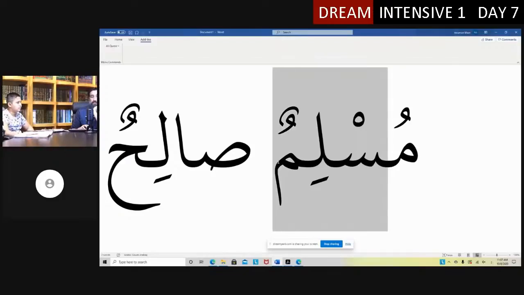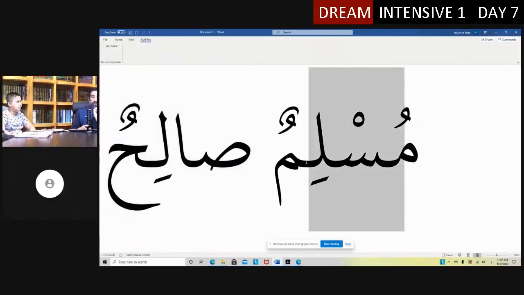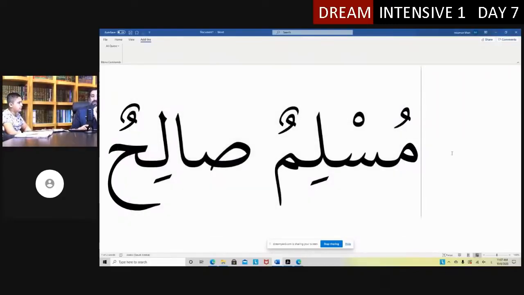Muslimun is masculine because there's no sign of feminine. Salihun is also masculine because there's no sign of feminine. Would you agree? Muslimun looks singular. Salihun also looks singular. Muslimun doesn't have alif lam on it, so I'll say that it's common. Salihun doesn't have alif lam on it, so I'm going to say that it's common.